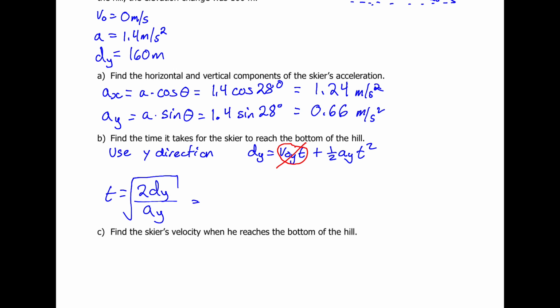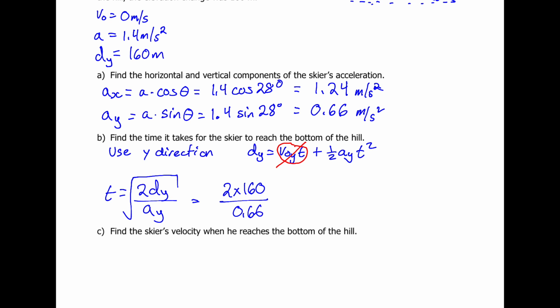Now I can put the numbers in. I know my dy is 160, so it's the square root of 2 times 160 over ay, which is 0.66. That's the calculator buttons I'm pushing there. And we're making sure we use our y distance with our y acceleration. If we're using both of those, everything will turn out fine. Let's see what I get in my calculator. 2 times 160 over 0.66, square rooted. 22. Cool. 22.